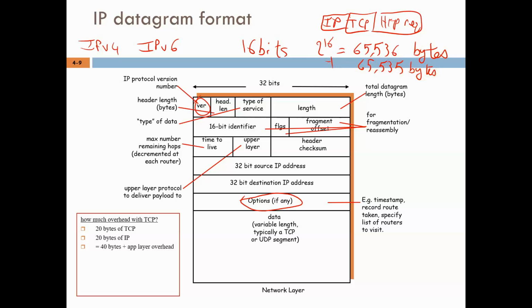Okay, the following three fields are the 16-bit identifier, a set of flags, and the fragment offset. Those three things are used for something called fragmentation, which I will discuss in a little bit.